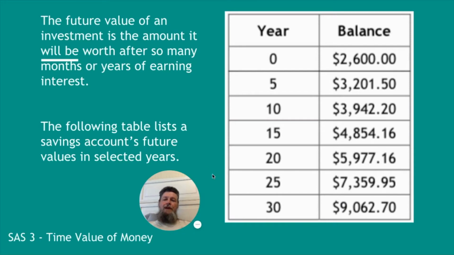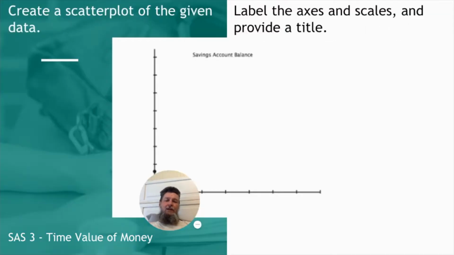The future value of an investment, the FV, is the amount it will be worth after so many months or years of earning interest. The following table lists a savings account's future values in selected years. So in other words, year 0, we have an initial balance of $2,600. After 5 years, the balance of the account is $3,201.50, all the way up to 30 years where the balance is $9,062.70. Well, how did we get there? That's kind of the question.